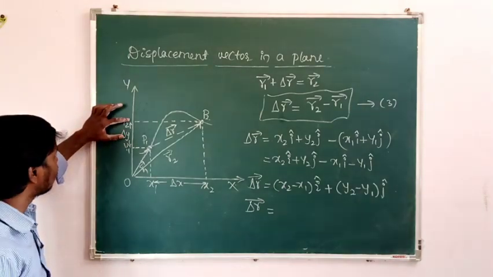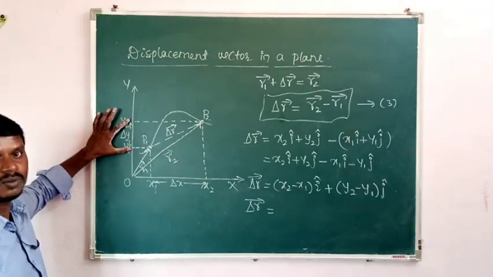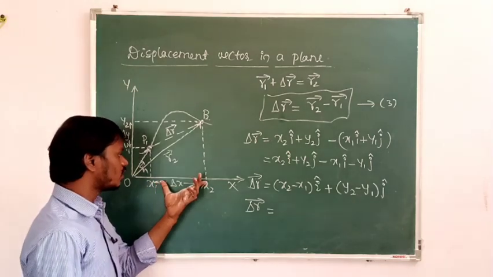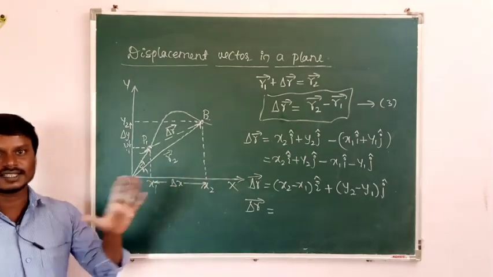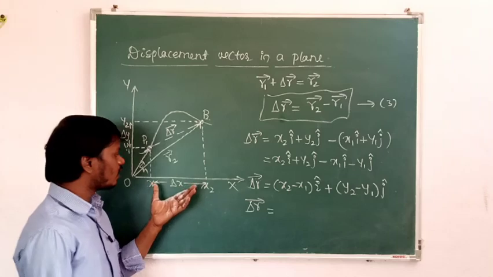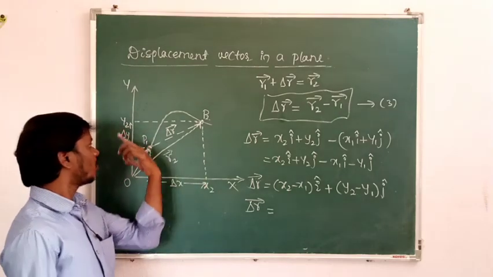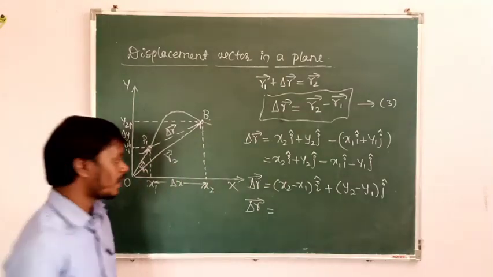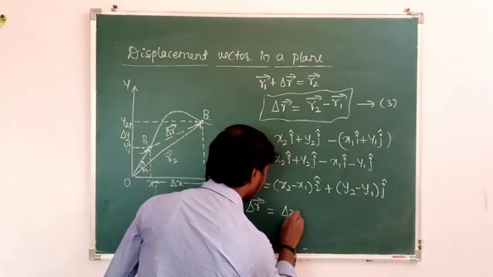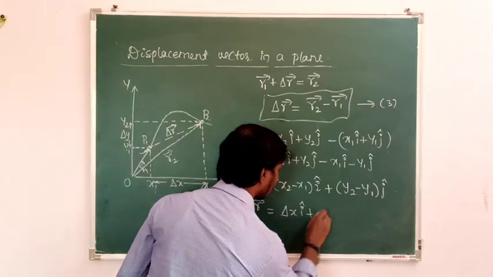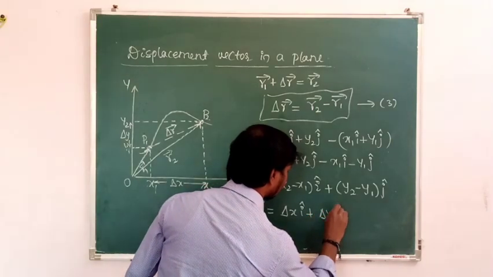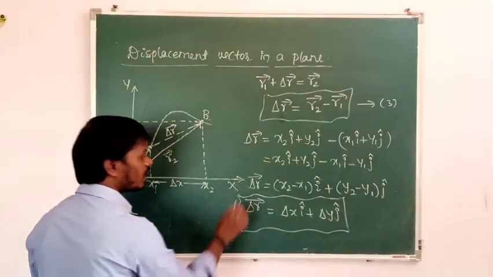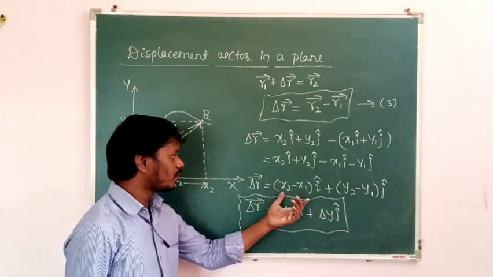Similarly y1 is 2 meter and y2 is 3 meter. So 3 minus 2 is 1 meter, 1 meter displacement along the y-axis, and this is 3 meter displacement along the x-axis. Then we will get the x component and y component of the displacement vector in a plane. So that is delta x i plus delta y j.